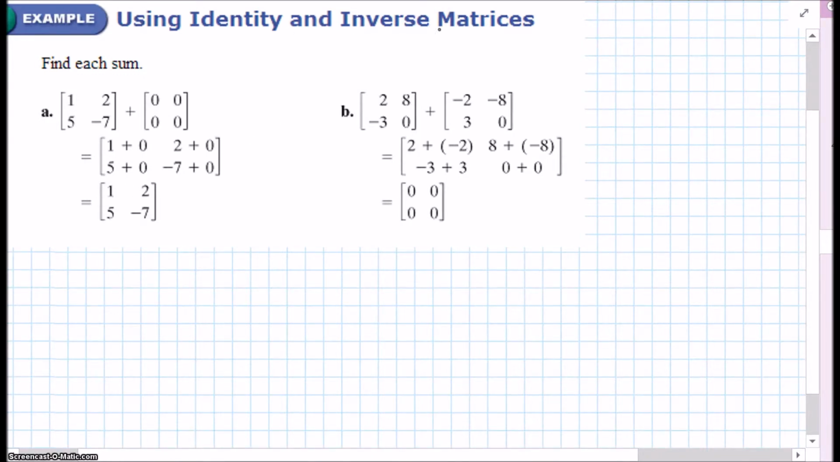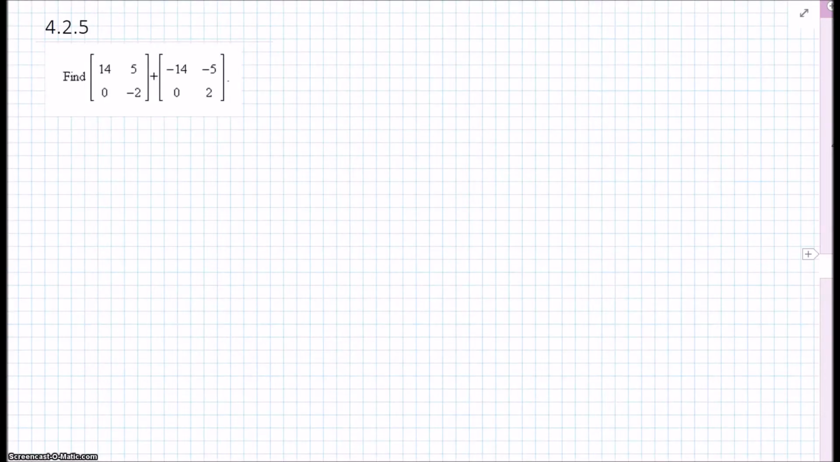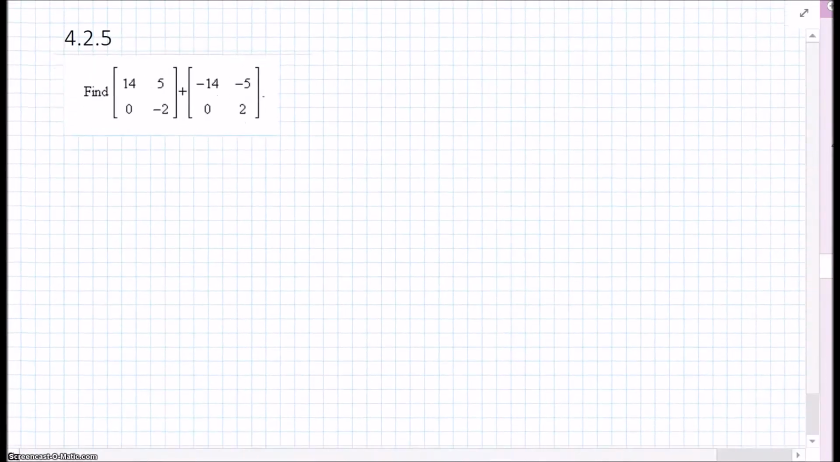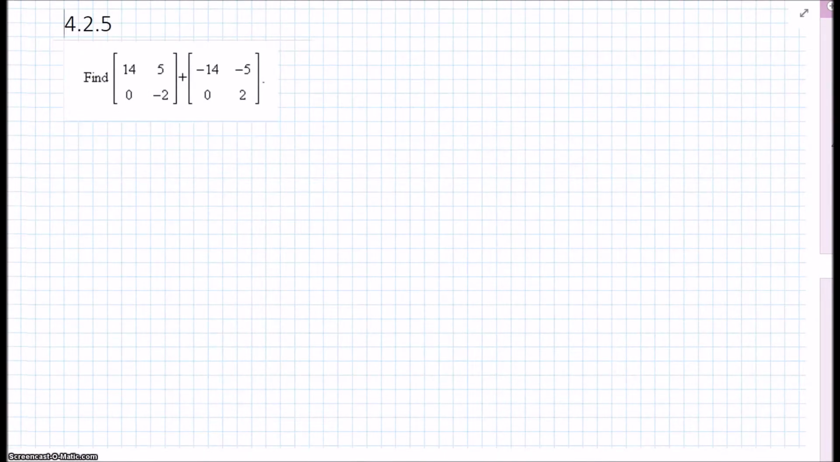Now inverses. Remember, inverses are the opposites. So if I have a matrix of 2, 8, negative 3, 0, and I'm adding it to its inverse, negative 2, negative 8, 3, and 0, it's all going to cancel out and be a 2 by 2 matrix of zeros. So let's look. What do we notice about this matrix? It's an inverse matrix, so it's just going to be a 2 by 2 matrix with just zeros.